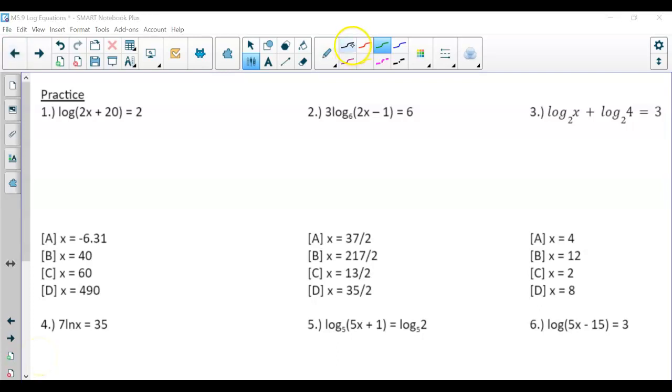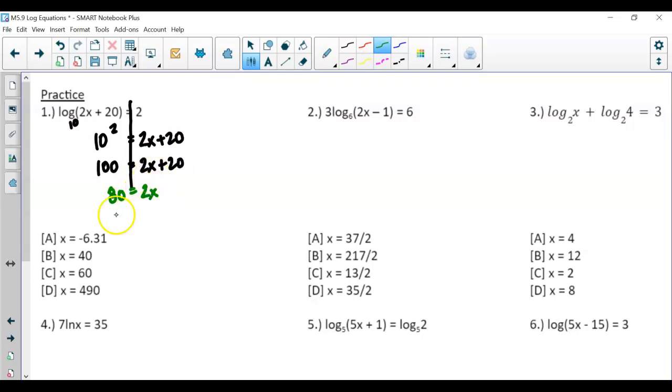And here we go. So for the first one, you just have the one log. So here we'll rewrite it as an exponential common log. So the base is 10. So this is 10 to the second power is equal to 2x plus 20. 10 squared is 100, and that is equal to 2x plus 20. So when you solve your two-step, subtract 20, you get 80 is equal to 2x. Divide by 2, you should have gotten b.